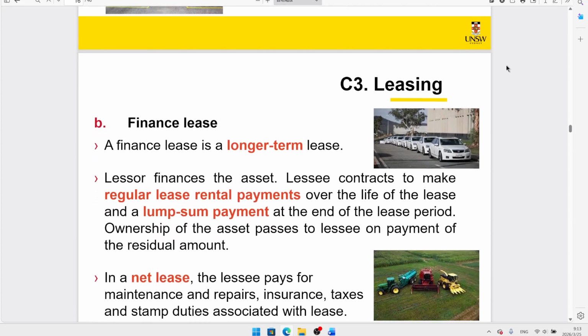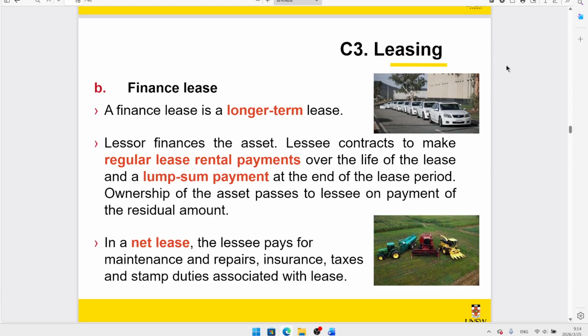Financial leasing is a long-term lease. The lessor finances the assets. The lessee contracts to make regular lease rental payments over the life of the lease and a lump sum payment at the end of the lease period.